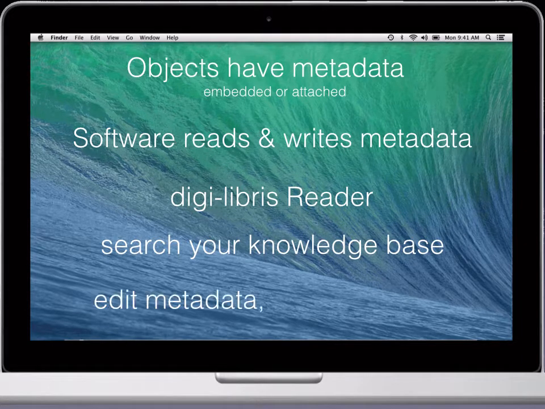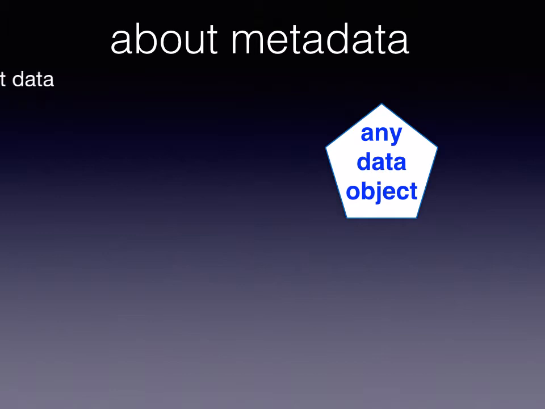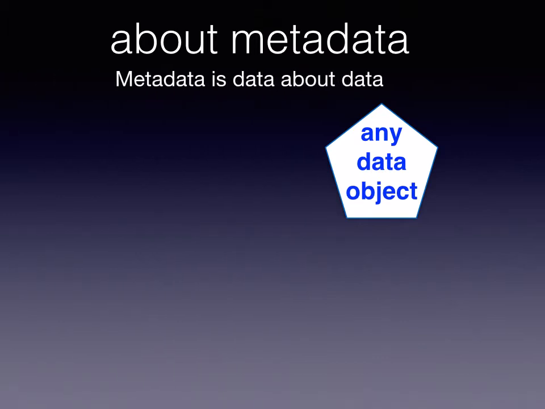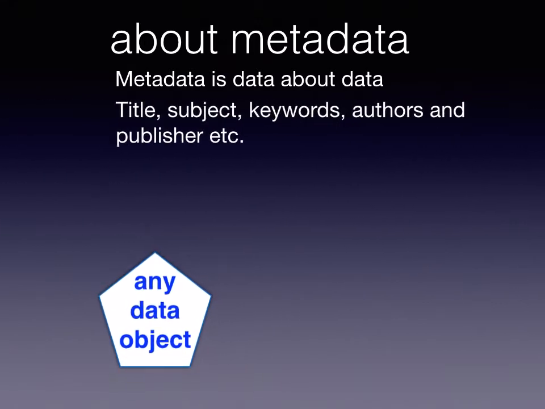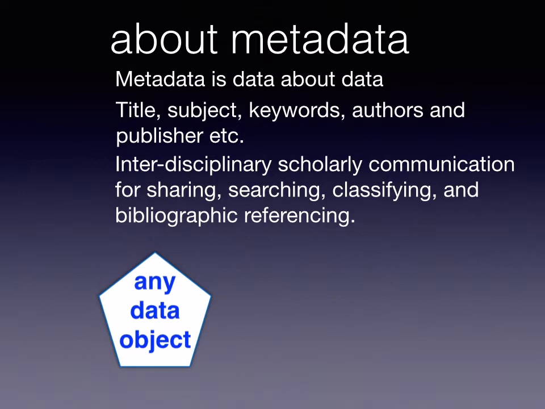Add your own attributes, share it, build lists, and generate citations. About metadata. Metadata is data about data, which helps to describe the content or characteristics of an electronic or physical object. Information about title, subject, keywords, authors, and publisher of a document helps retrieve online sources that could be interesting. Scientific publishing depends on such data for sharing, searching, classifying, and bibliographic referencing.